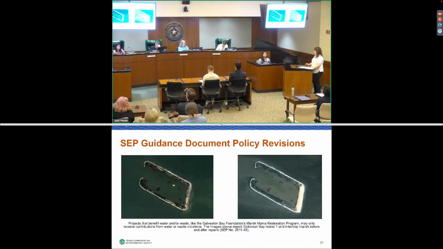So here's just some more pictures, which are nice, as an example of what a water and waste SEP could look like. Sometimes these are really large scale projects that have a really big budget. If you go on our pre-approved SEP webpage, then you'll see some water waste projects that have like a $4 million or $5 million budget, and they've barely got anything in there. This is from Galveston Bay Foundation's Marsh Mania Restoration Program, which shows before and after pictures of a restoration project.